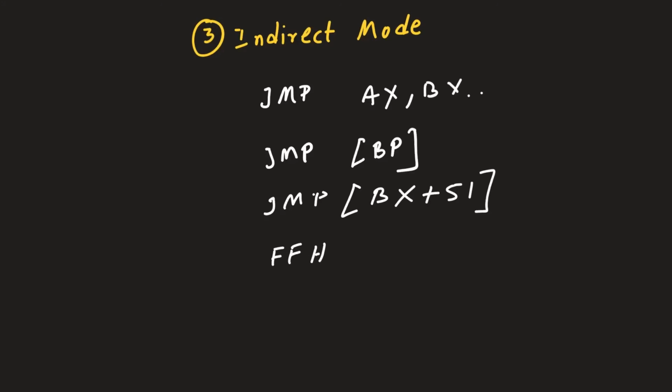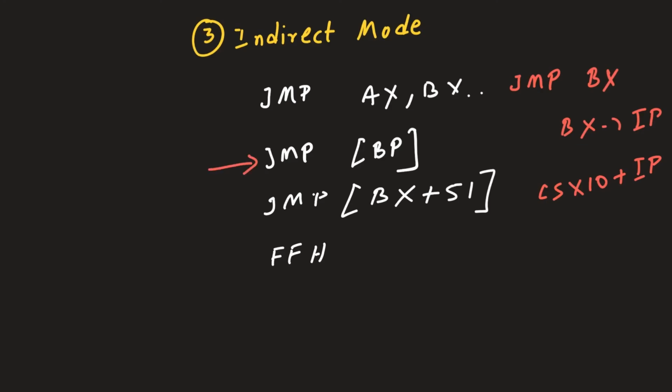If the instruction is jump BX, it will place the content of BX into the instruction pointer, and now the new address will be CS multiplied by 10 plus this instruction pointer value.